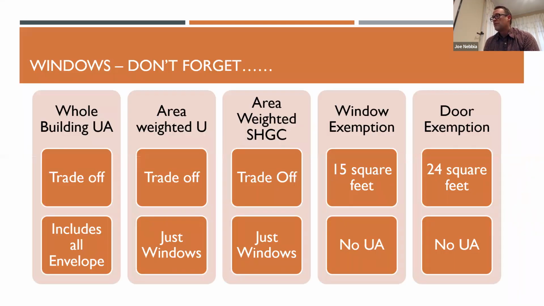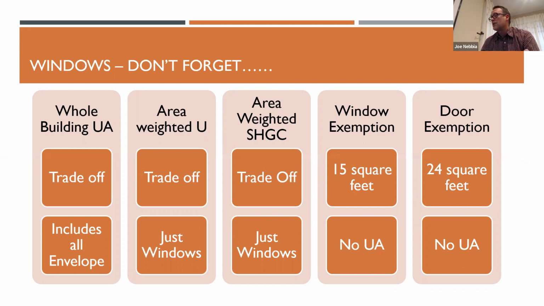There are a number of options if you do have some issues with your windows not quite being compliant with the code requirements. 0.30 U factor is the main one in these climate zones. We talked about the whole building UA, so that's where you're trading off U factor or U value across the whole building envelope. So maybe you have a super insulated home and your windows aren't quite meeting that U factor, U value. You may comply using that, and I'll talk about that again a little bit more later.